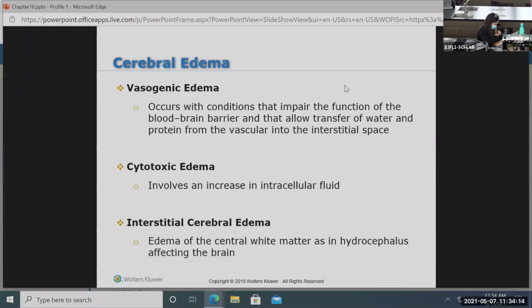The question is, what structure forms the blood-brain barrier? B, and B, very important. Blood-brain barrier. Can you folks name the cell which forms the blood-brain barrier?